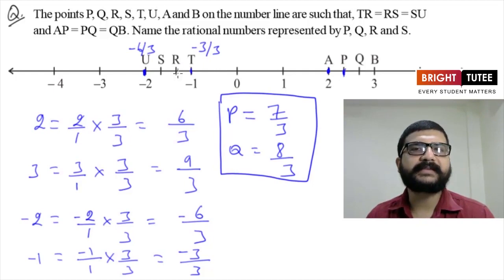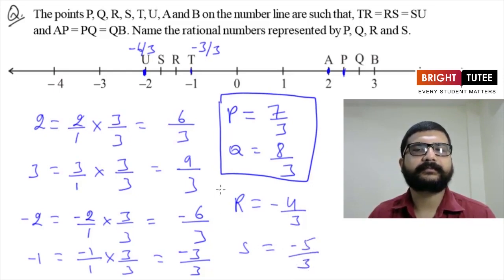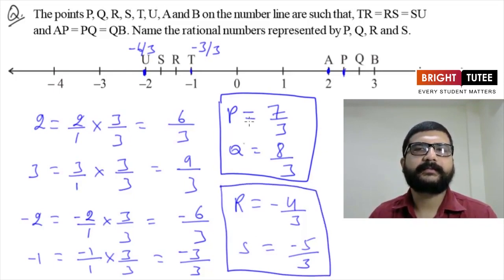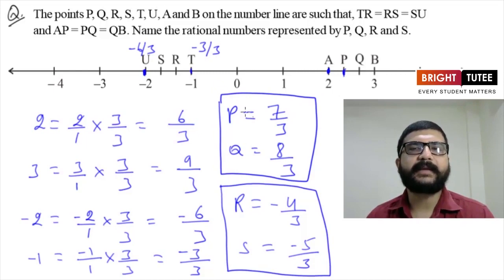So now what do you think about S and R? Here if this T is -3 upon 3 then R will be -4 upon 3 and S will be -5 upon 3. So here we have seen R is equal to -4 upon 3 and S is equal to -5 upon 3. So now we got the rational numbers represented by P, Q, R and S, and this is what we have to do in this question. Now let's move to the next question.